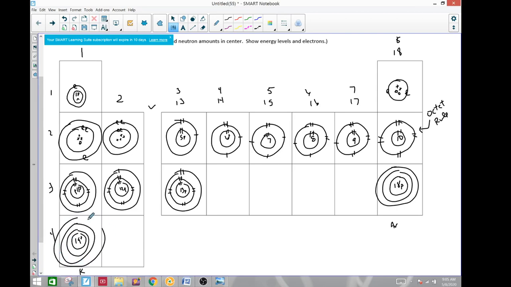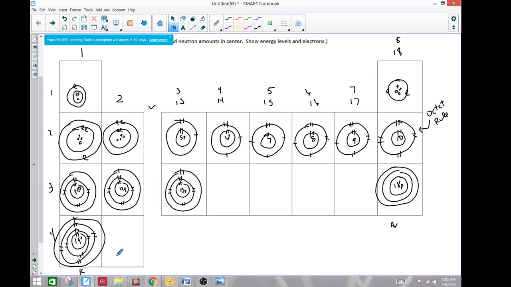This box is getting too big. And we're going to have 1, 2, 3, 4, 5, 6, 7, 8, 9, 10. That would be like neon. 11, 12, 13, 14, 15, 16, 17, 18. And then one more is 19. And of course this guy would just have one more than that. Okay. Check the PDF for the full answer key if you'd like.